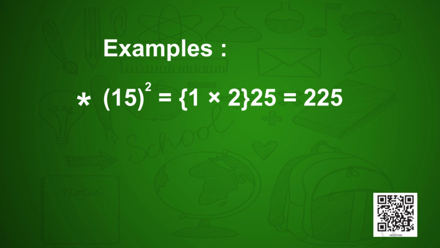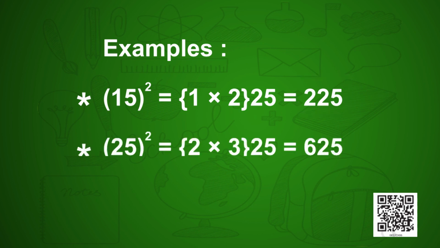Firstly, we will take 15 square. Observe 5 in the units place. So, 5 square is 25, so the last 2 digits are given by 25. What is the number in the tens place in 15? It is 1. The next consecutive number after 1 is 2. So, take the product 1 times 2, which is 2. So, the next digit is 2. The last 2 digits were 25 and the next digit is 2, therefore, 15 square is 225.